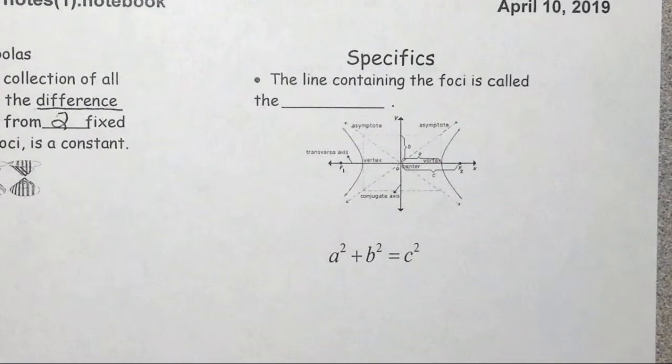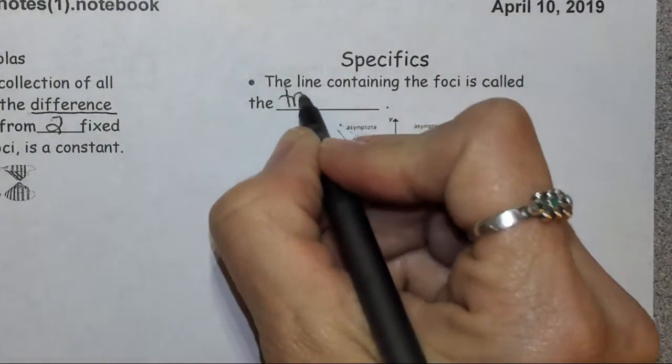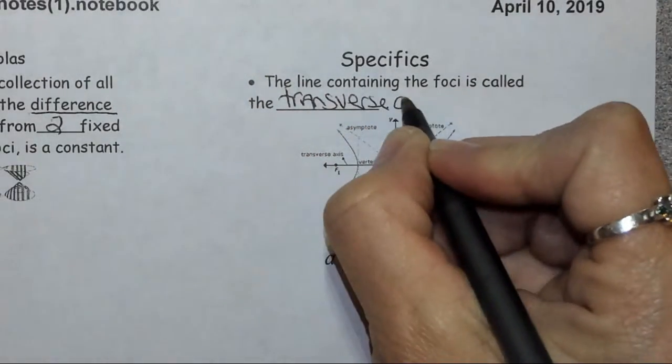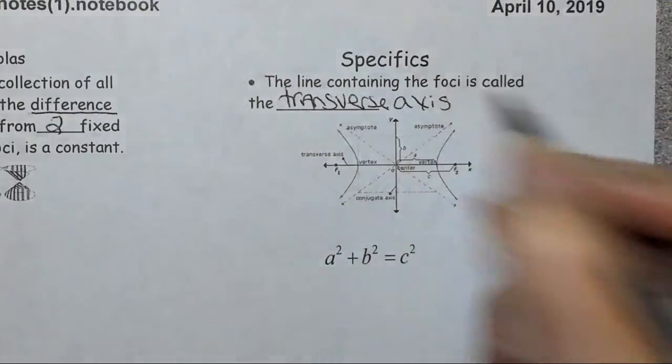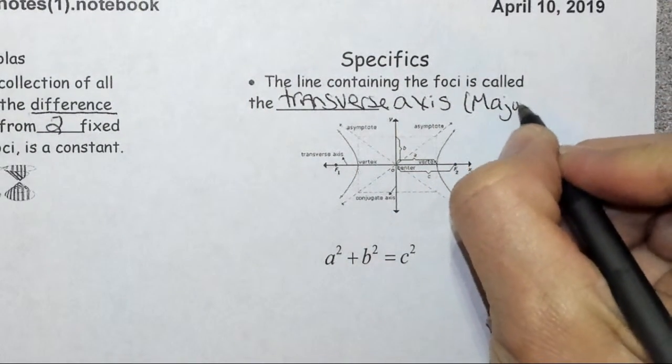We're going to come over here where it says specifics. And they are going to change something today. And I don't know why they do this. Instead of calling it the major axis today, they want to call it the transverse axis. But it means the same thing. So right here where it says specifics, the line containing the foci is called the transverse axis. It's the exact same thing that we used to call the major axis for the ellipse.